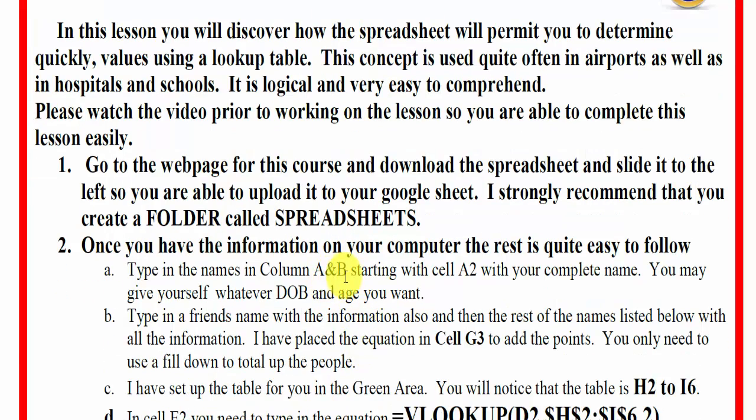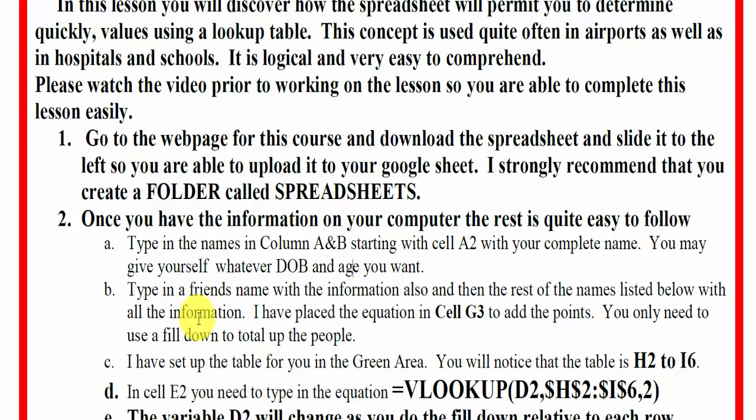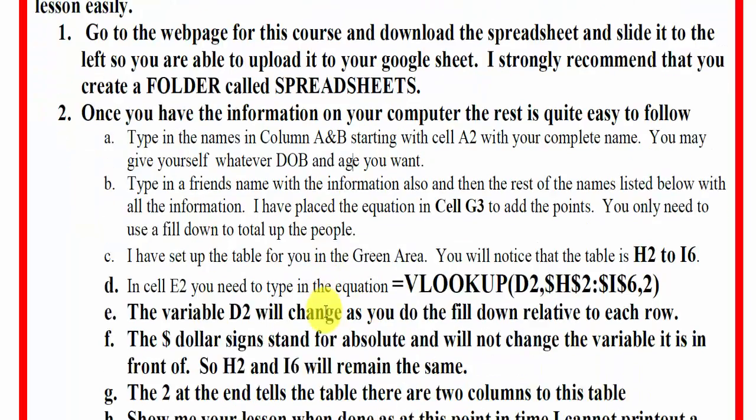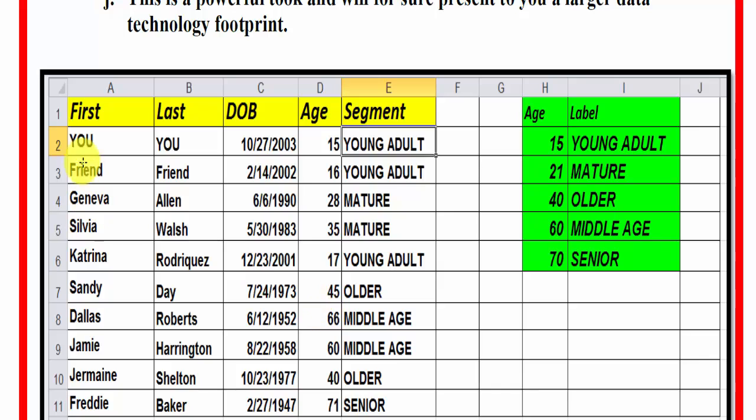Now, in column A and B, you are going to place your name, starting with there, and you may give yourself whatever date of birth you'd like. And in the next column, you want to place possibly a friend's name and give them a date of birth. Let me scroll down and show you what we're talking about. Okay, here you are in A2 and B2, and your date of birth, whatever it might be, your age, and you'll notice by the table it should say young adult, 15, if that's what you are. Then your friend, their age, and then you can see it goes on and on depending upon how old you are.